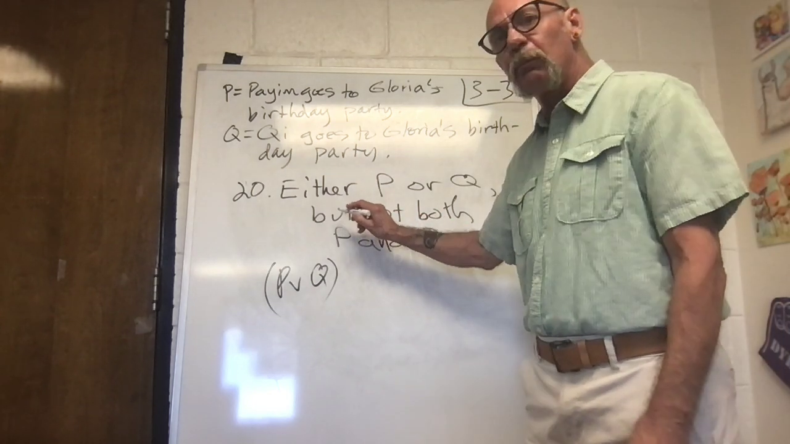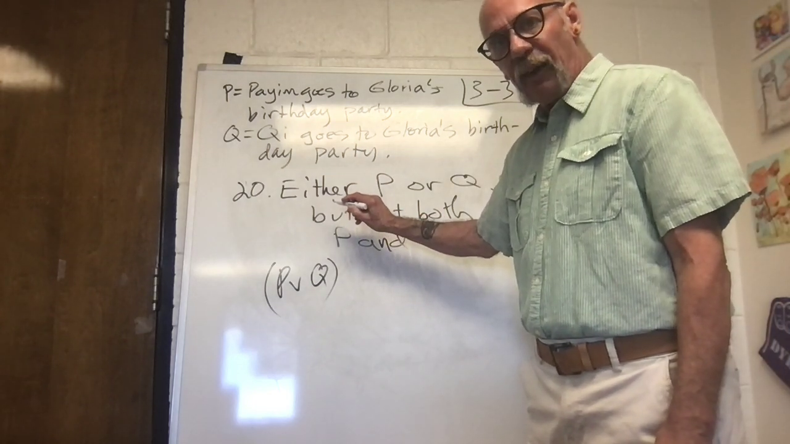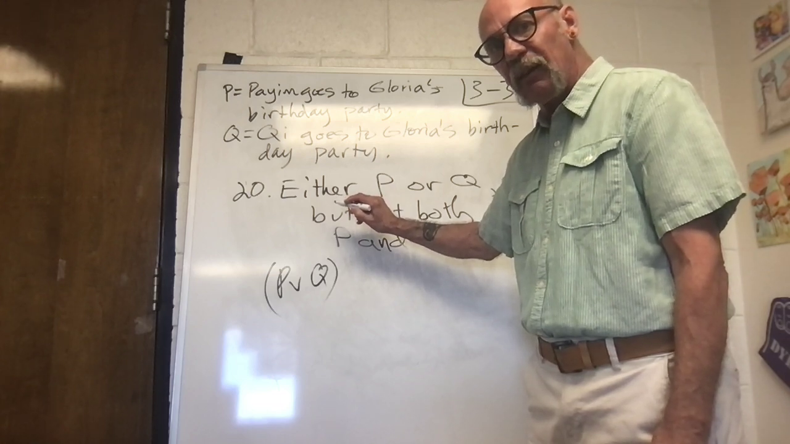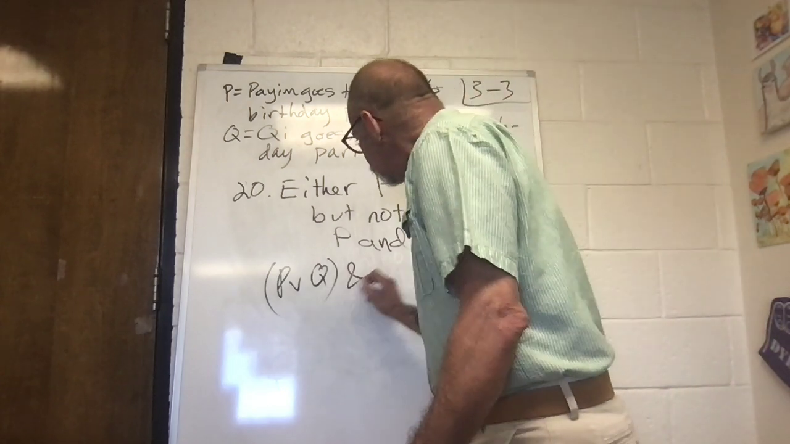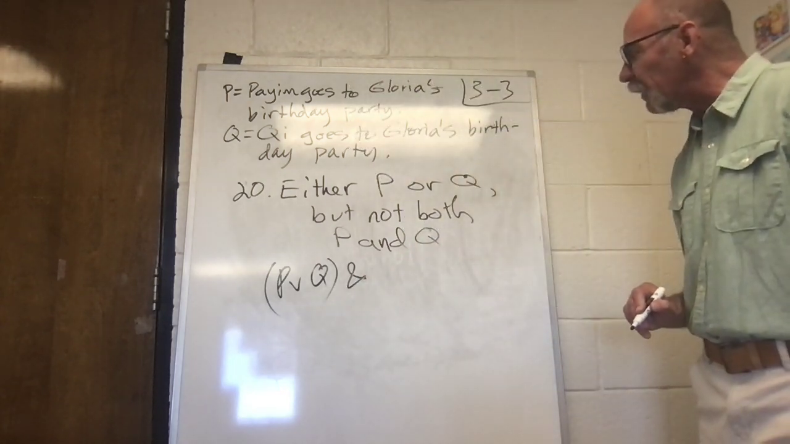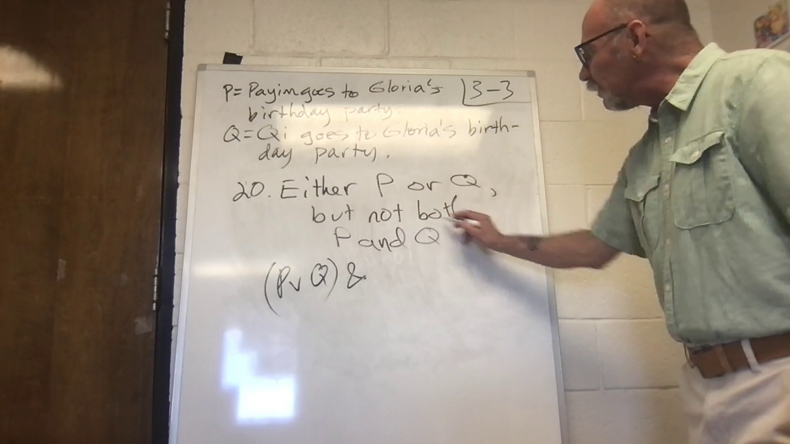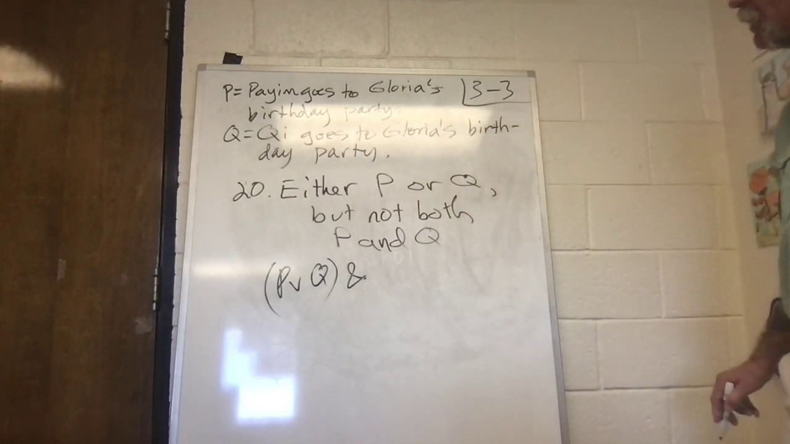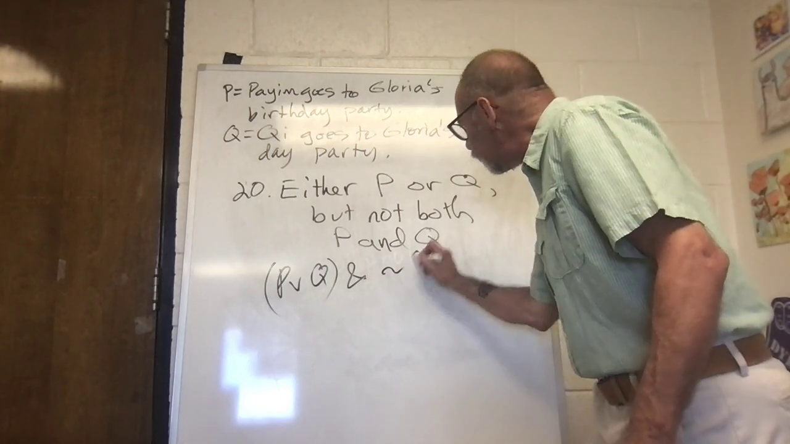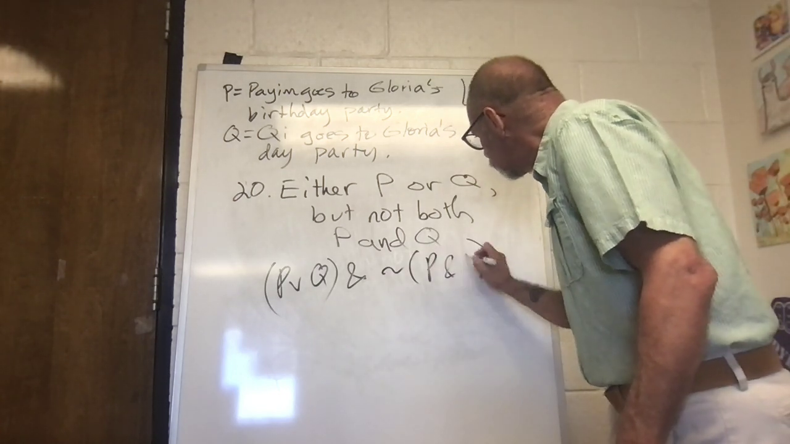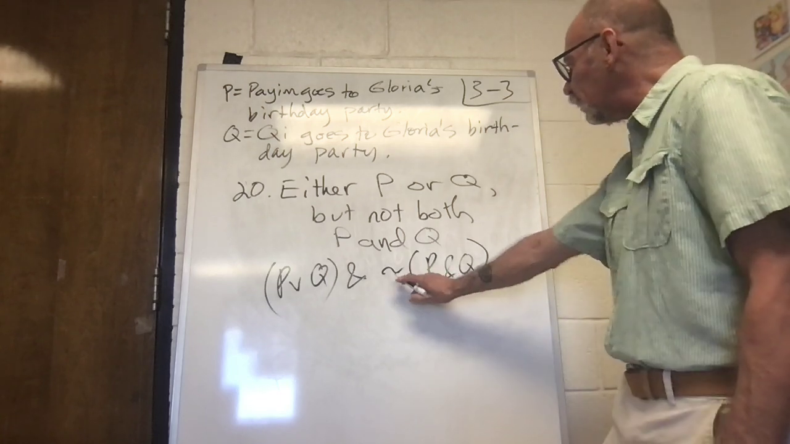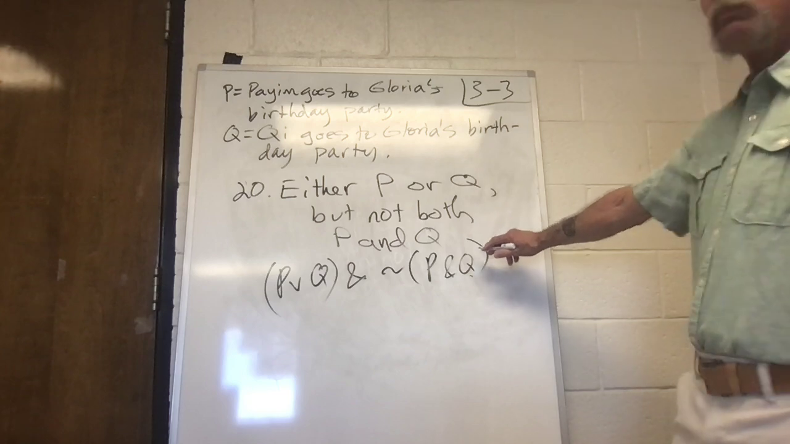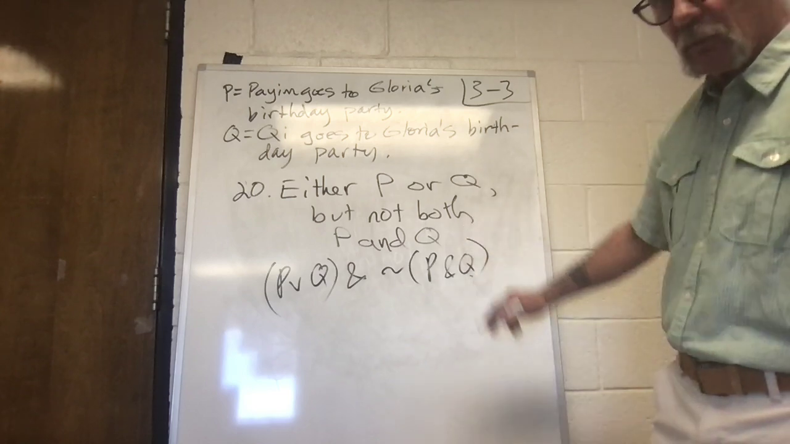Next, just take the word but all by itself. But is a contrast word, and when contrast words or phrases indicate any logical meaning at all, they indicate conjunction, which we represent with the ampersand. Now we need not both P and Q, which was in one of the examples I went over immediately preceding number 20. Not both is the negation of both. So it's telling us that P ampersand Q is false. So here's the way to translate one or the other, but not both, the exclusive use of the word or.